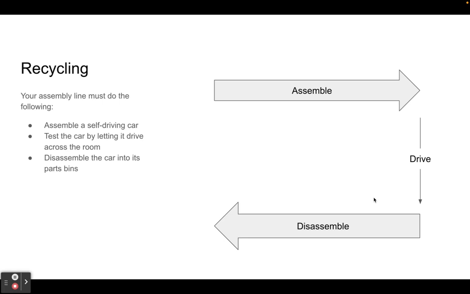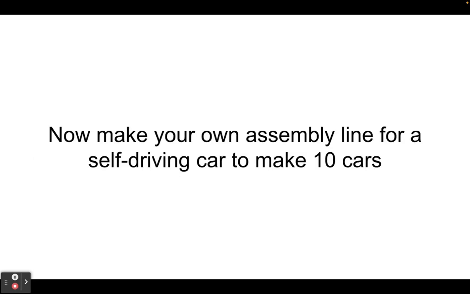We're going to be creating a modern assembly line that recycles parts. So we're going to assemble the car, drive it in QA, and then disassemble it, put all the parts back in the bins, and run the assembly through again. So you're going to create 10 cars using the parts for 5 cars. And so that is your assignment. You're going to be creating an assembly line that makes 10 cars and disassembles 5 cars to make the second 5. Good luck.